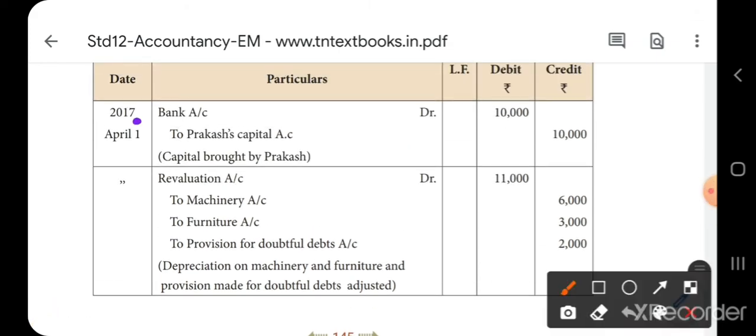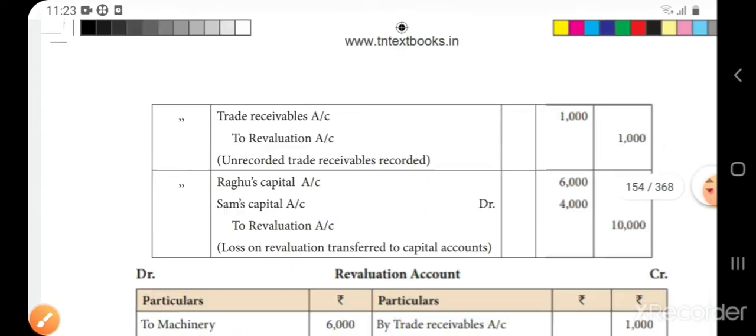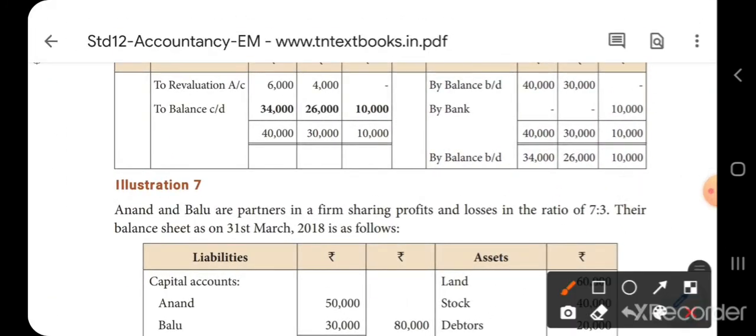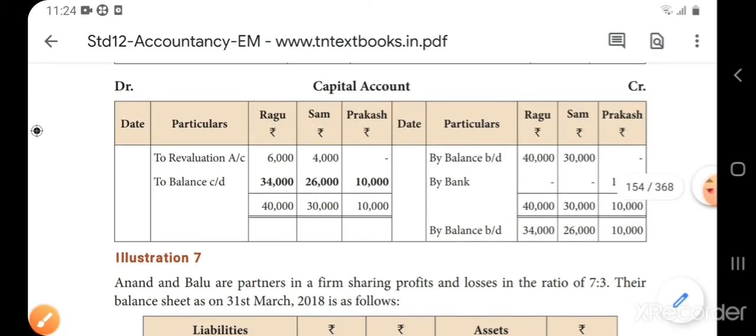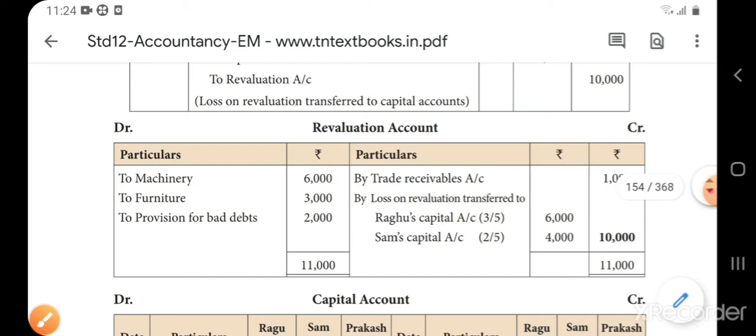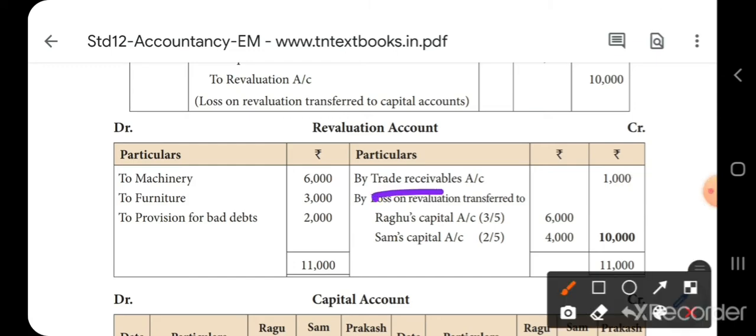Bank to Prakash, first entry. So this you will write in Prakash capital by bank. See here, by bank 10,000 in Prakash. In Prakash you will write 10,000. Now the other entry, this loss on revaluation you have, isn't it?